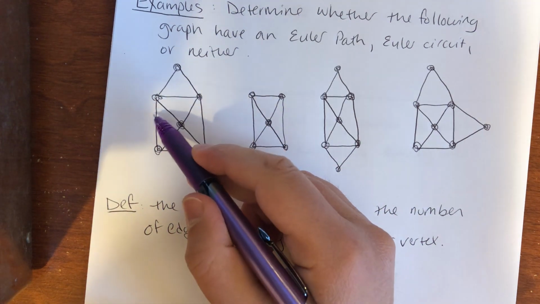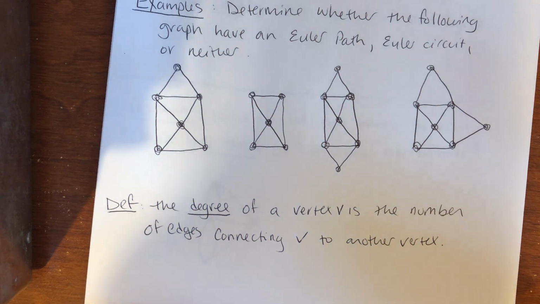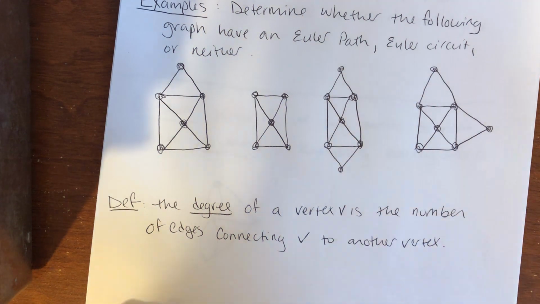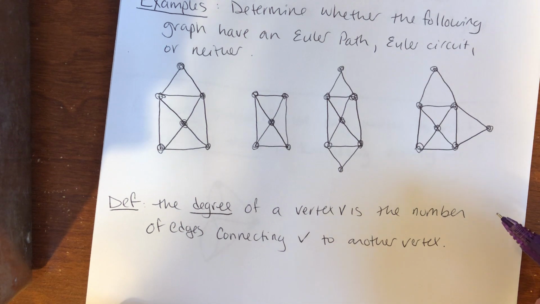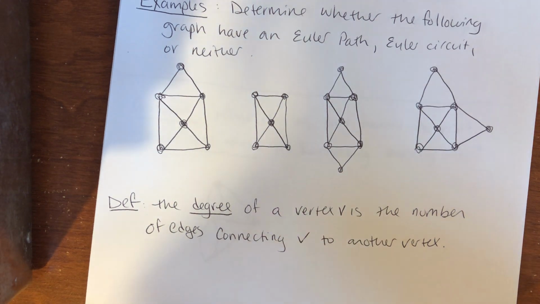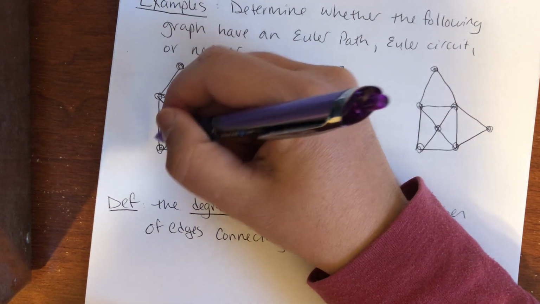But if we played around with these other graphs for a little bit, we would find that some of them have Euler paths, some have Euler paths and circuits. A circuit is an Euler path. And some don't. Some have neither. In this one here, this works.